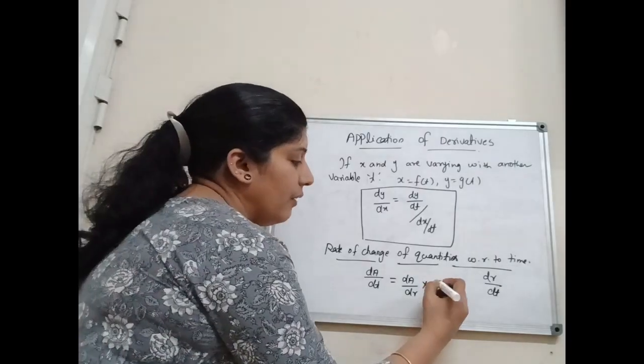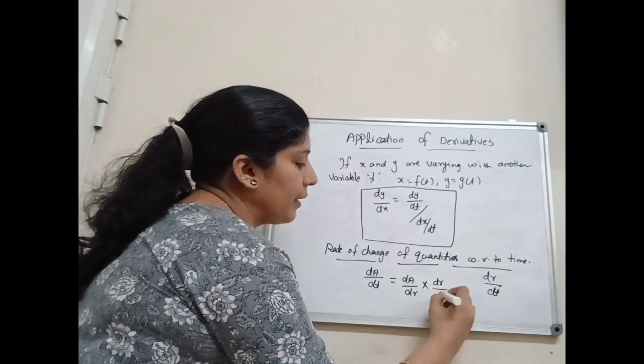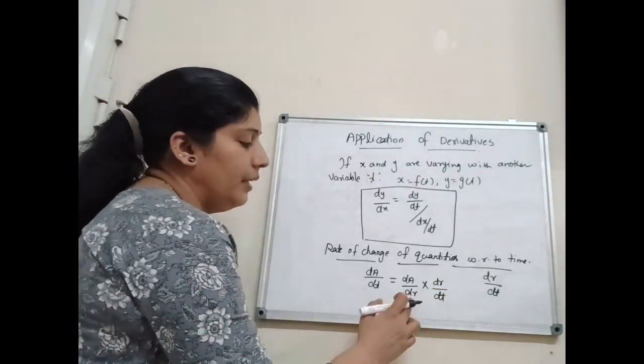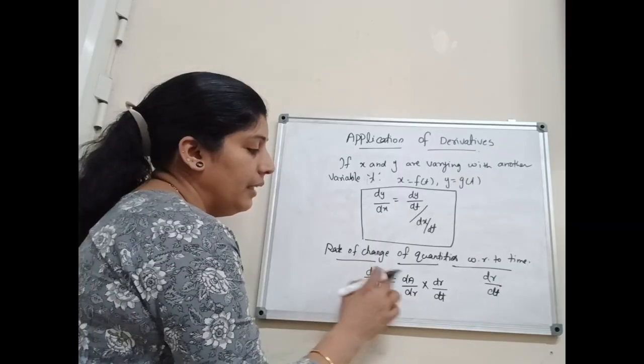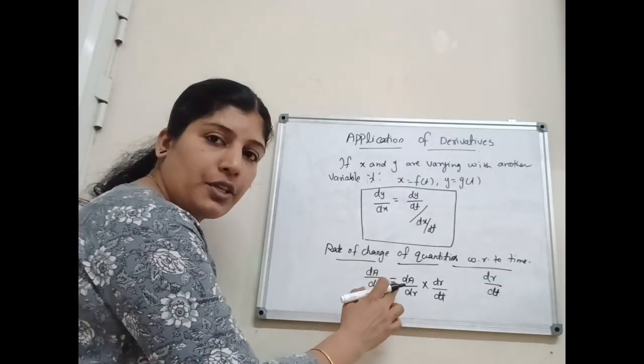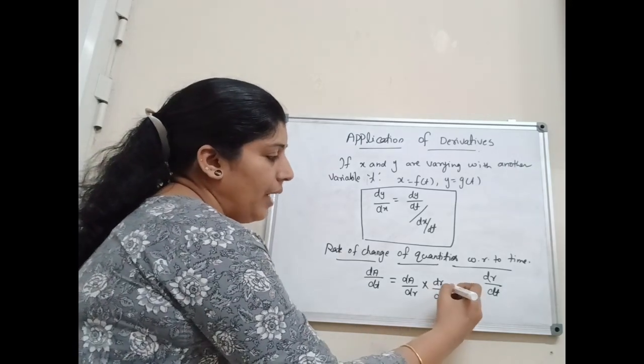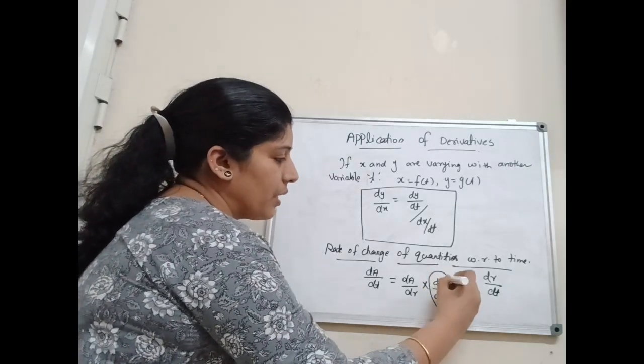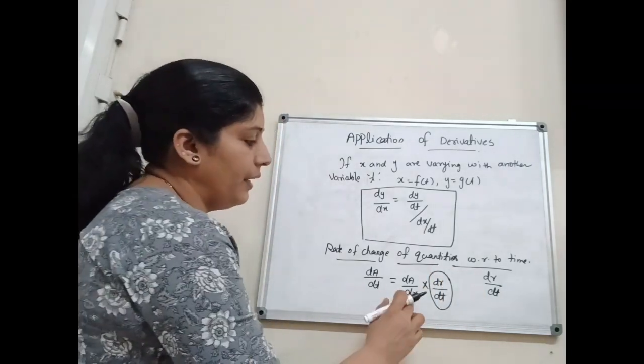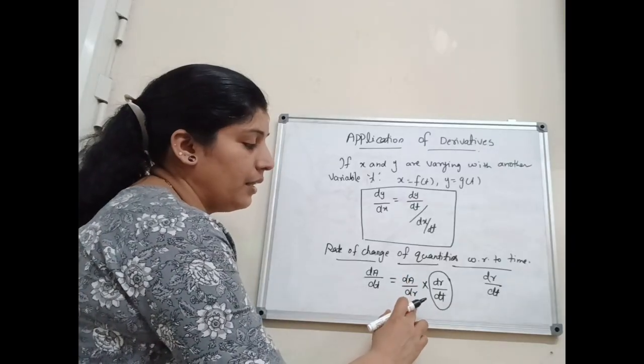That is here given dr by dt. Here dr and dr cancel. Therefore, we will get dA by dt, that is the rate of change of area at a particular time. Every time dr by dt is given in your question, then we have to find out dA by dr by using the equation.